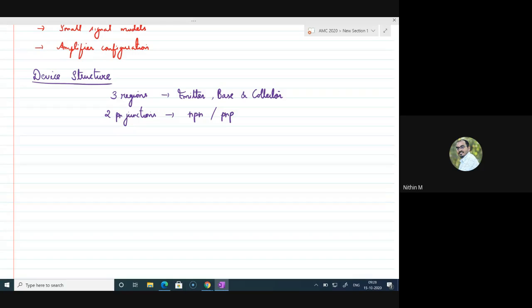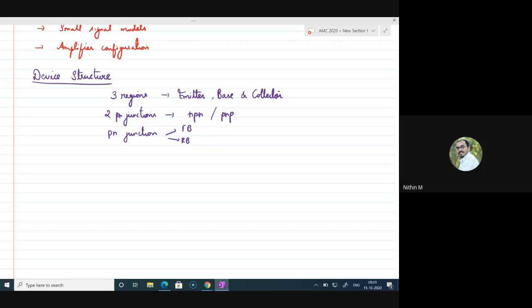Since you have two PN junctions, you can bias the two PN junctions in two different ways. So each PN junction can be biased in two different ways. That means altogether how many combinations are possible? We know that a single PN junction can be biased in two ways, right? What are the two ways? I can bias a PN junction in forward bias as well as in reverse bias. So for a single PN junction I have two possibilities. Since you have two PN junctions, we have four different ways of biasing this, right?